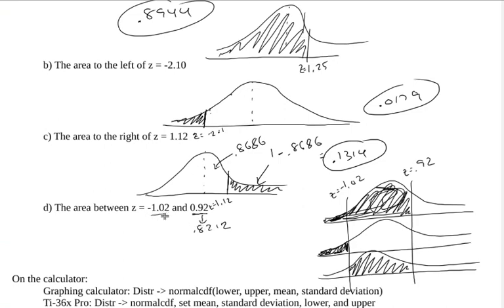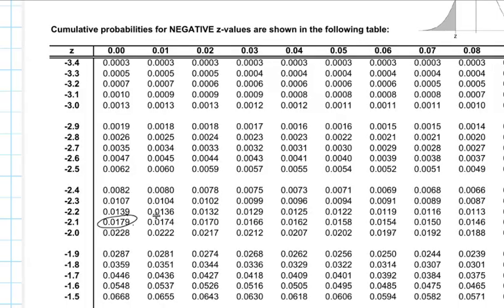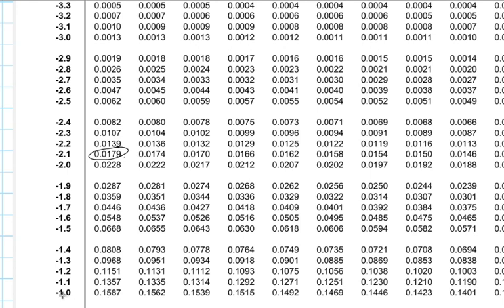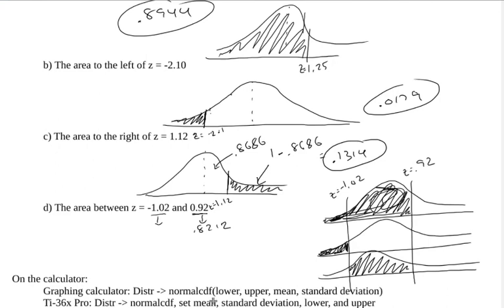The area to the left of negative 1.02 is right here. That's 0.1539. The area between them is going to be 0.8212 minus 0.1539. This is the 0.8212 minus this area, the area of the tail, which is 0.1539, which will give us the area between them.